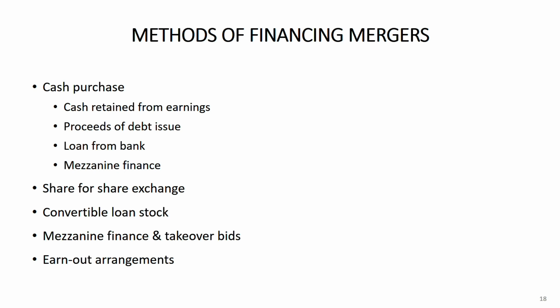So these are some methods for financing mergers. Mostly the first three methods I have seen: cash purchase, share for share exchange, and convertible loan stock. These are the three most common methods of financing mergers. So make sure that you know these three.